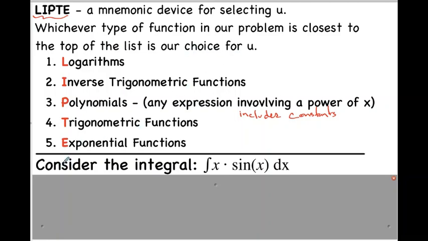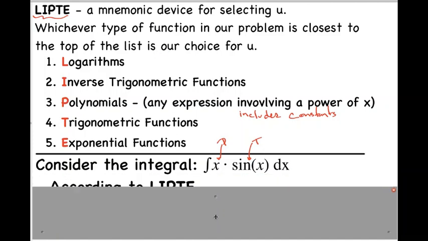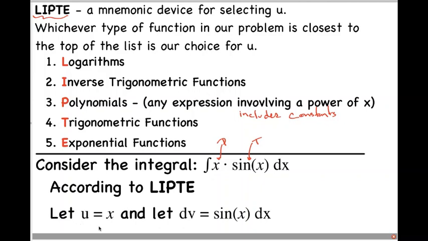So down below there's an example. Consider the integral x times sine of x. Well, if x is a polynomial function, that would belong to the letter P, and sine is a trig function, that would belong to the letter T. Which one is closest to the top of the list? And we would say, well, the P is closer to the top of the list than T, so we're going to say let u be x, and let dv be sine of x dx. So according to LIPET, let u be x and let dv be sine x dx. That is an easier way for us to make our choices.